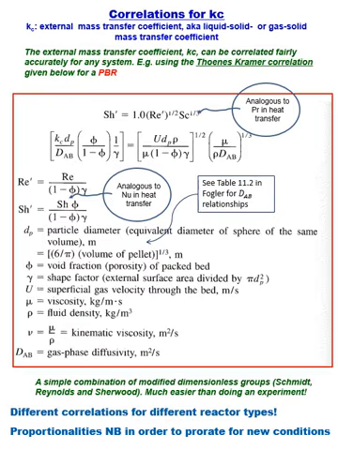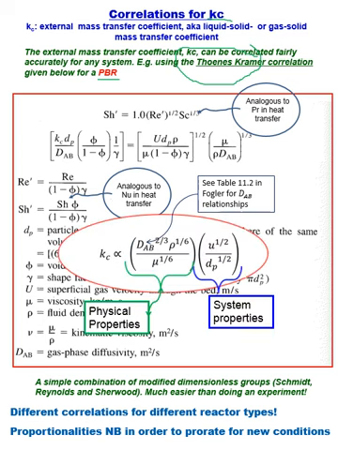There are many correlations for calculating this external mass transfer coefficient, or Kc. Shown here is the Thoenes-Kramers correlation that is often used in packed bed reactors. Please note, it is not applicable to CSTRs. I don't need you to understand the derivation or even use the detailed version. What is important to me is that you understand the proportionalities in this equation.